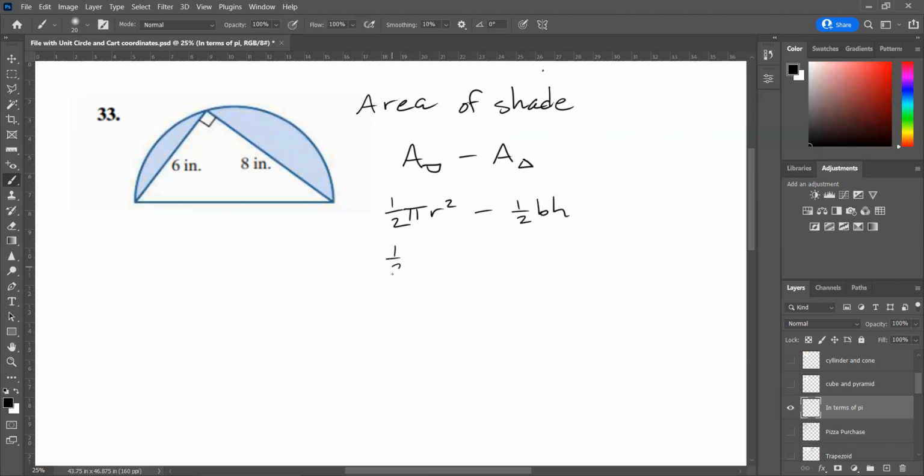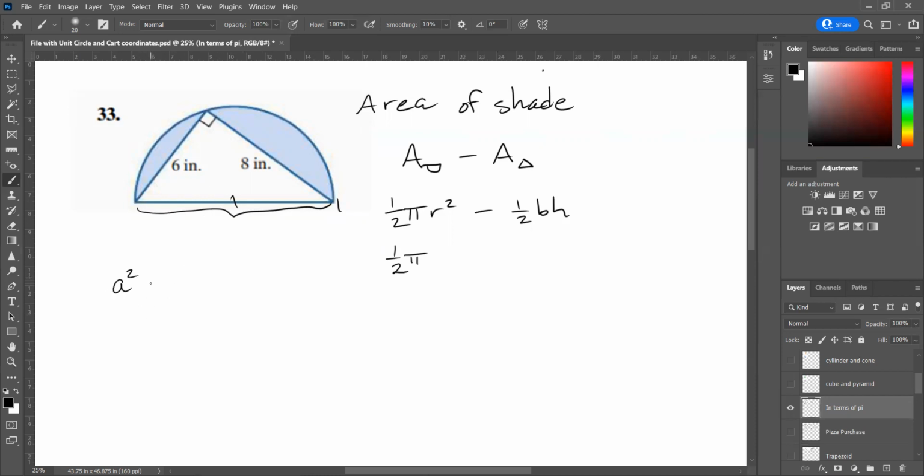So we've got 1/2 times pi. I don't have the radius of the circle. I need to find that. And if I found this whole length, which is the diameter, I could get the radius, and that diameter is actually the hypotenuse of the triangle.